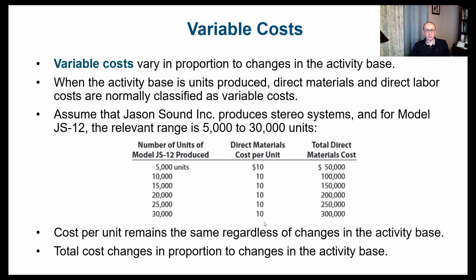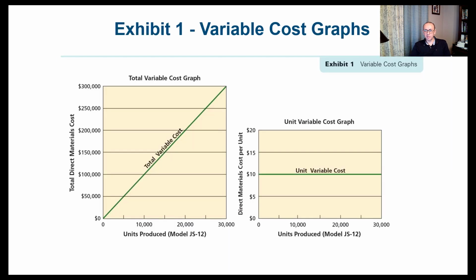One of those things that we'll learn is that the cost per unit for variable cost is usually fixed. So the cost per unit is fixed, but the total material cost would increase as the units of production increase. Cost per unit remains the same regardless of changes in the activity base. However, the total cost changes in proportion to changes in the activity base. I think this graph would give us an idea.